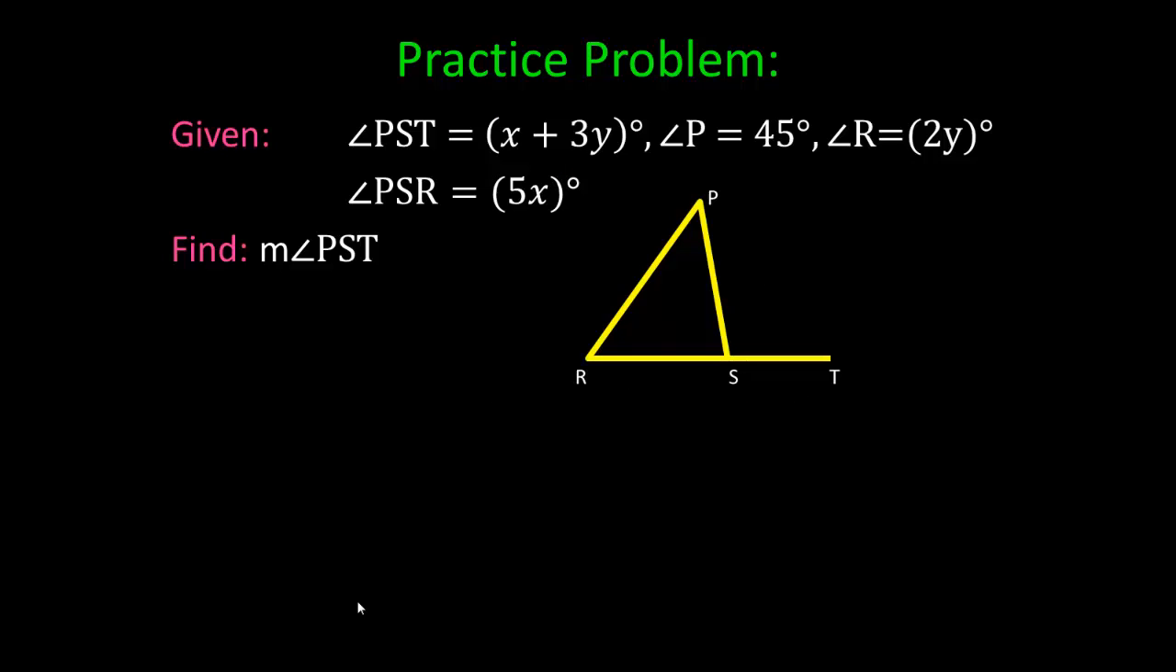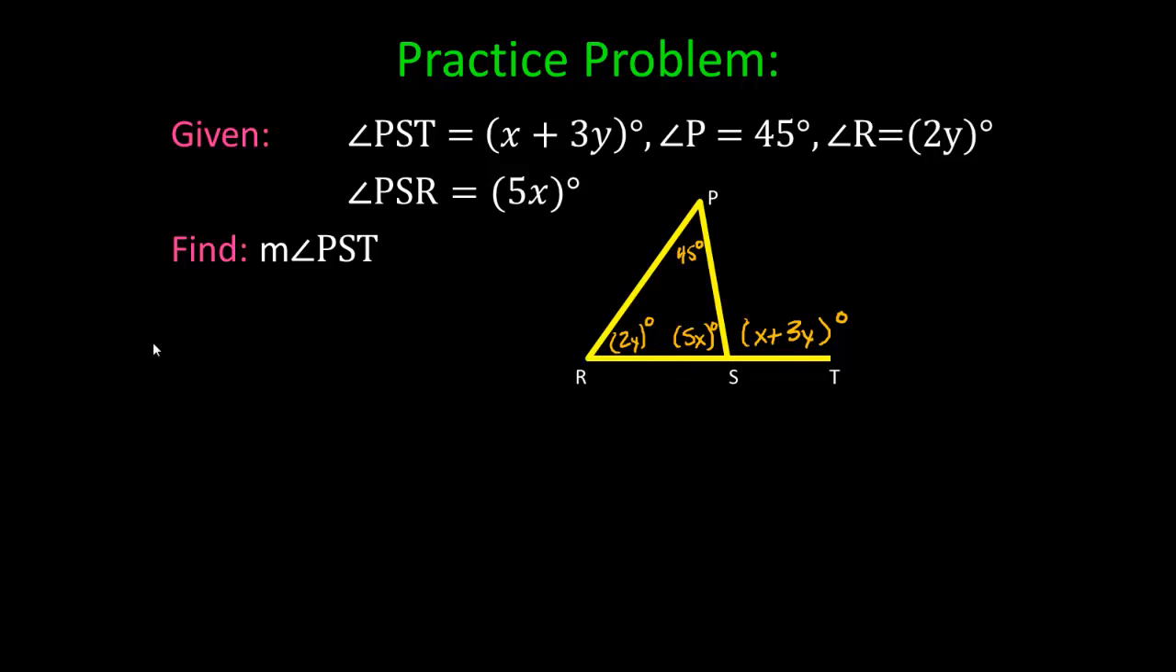Okay, so here's a practice problem. We've got PST, which is x plus 3y degrees. Angle P is 45 degrees. Angle R is 2y degrees. And angle PSR is 5x degrees. Now I'll help you set it up, and then I want you to pause it and see if you can figure it out. So what do we know?